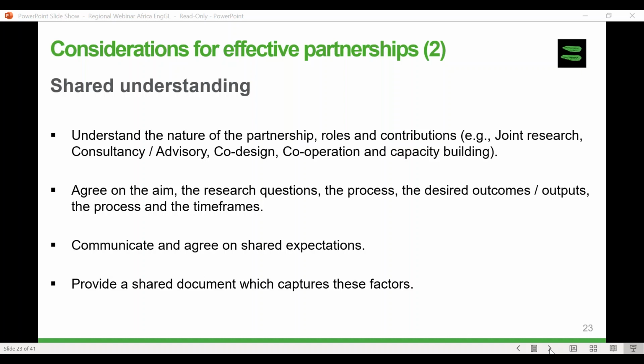Communicate and agree on shared expectations. So open and clear communication in this regard is really important. And then lastly, provide a shared document which captures these factors. So something should be in writing that both parties have access to. Next slide, please.